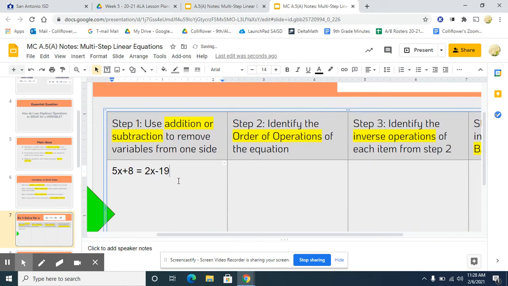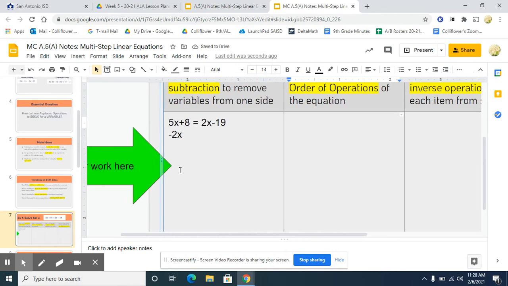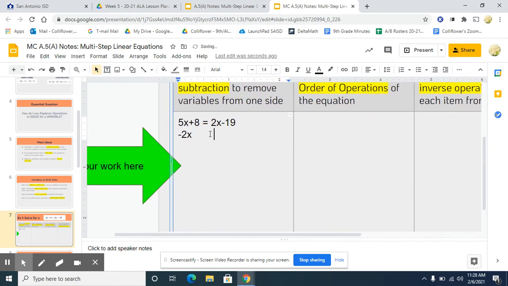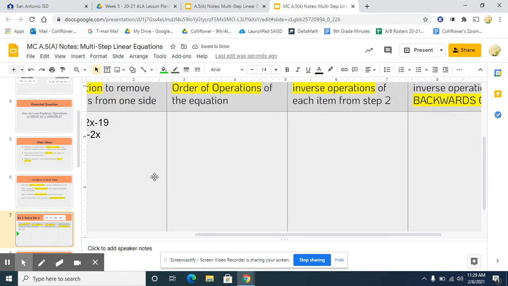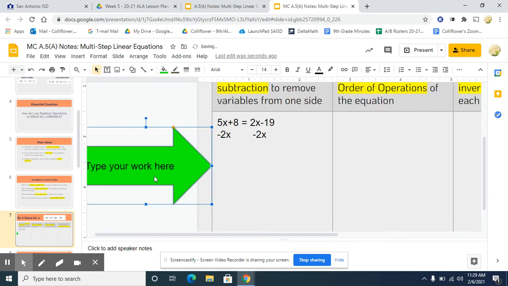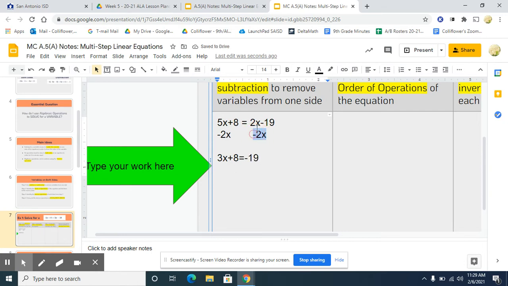So I've got x's on both sides of the equation. What I want to do is I'm going to subtract 2 x's on both sides of this equation. Because when I subtract 2 x's from the right side, I'm going to cancel those x's out. And so what I'm left with, when I simplify, I do 5 x's minus 2 x's. So I've got 3x plus 8 equal to negative 19, because once I subtract these two x's from each other, they become 0.